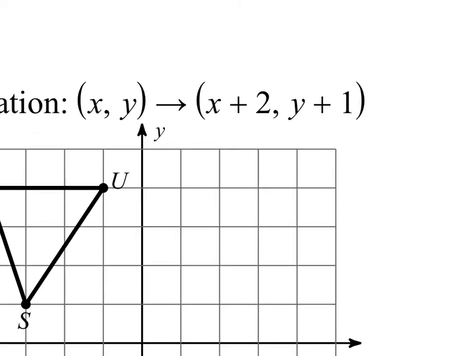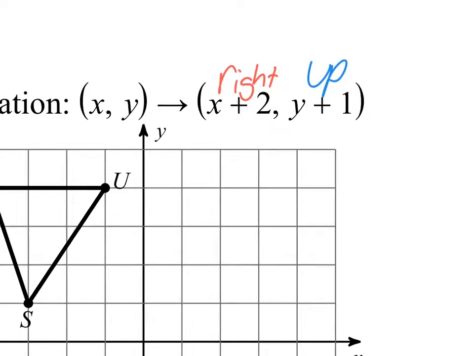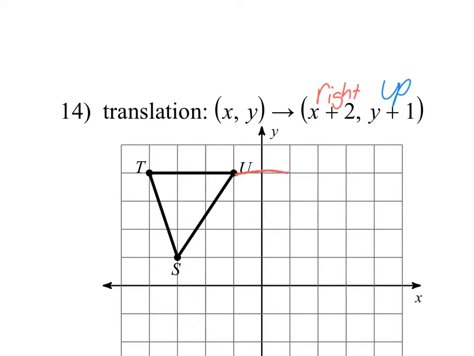On this one, we're going to be going to the right 2 places, and we are going to be going up 1 place. So on each one of these, I'm going to go right 2 and up 1. So do it in blue. There's my new point. That will be U prime. I'm going to go right 2, up 1. That will be T prime. S will be to the right 2 and up 1. I'm getting tired because I've been doing this too long. There's S prime. So connect the dots, get the same exact picture like I should.